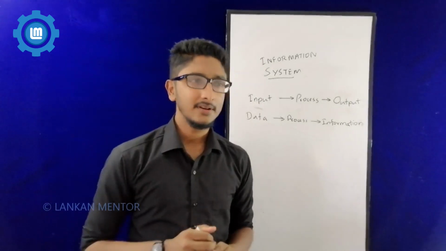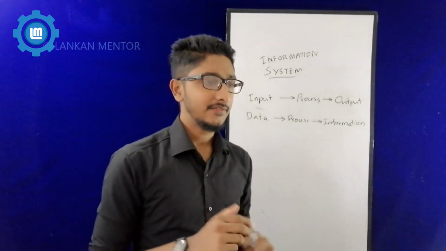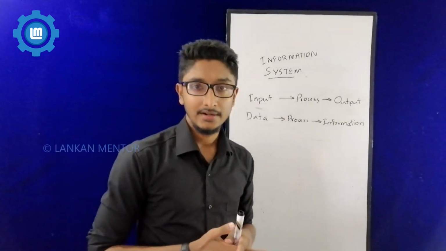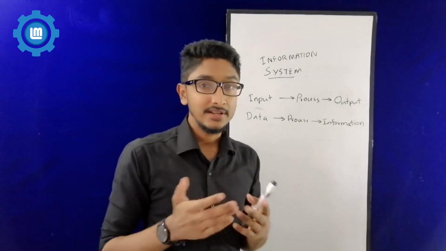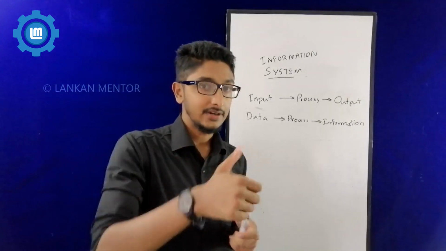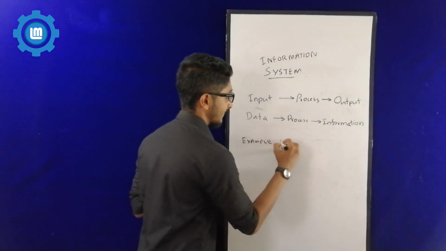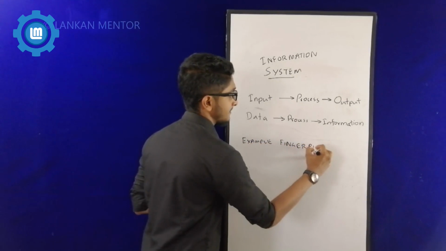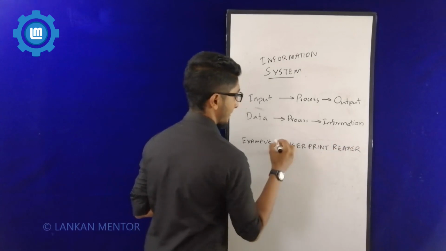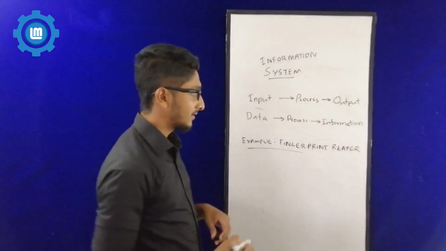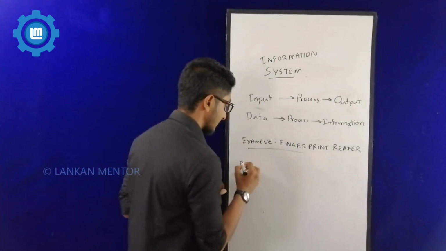I think there was an example of a fingerprint reader. Now in this fingerprint reader, if it is in a workplace or a school, right? A person comes in and then places a fingerprint. So what is the input there? The input is the fingerprint, right? Let's take the example of the fingerprint reader, right?